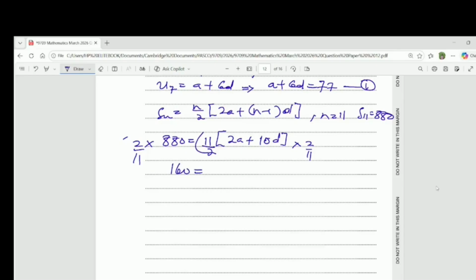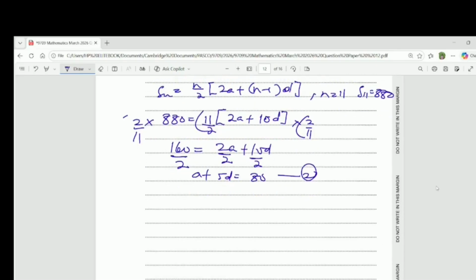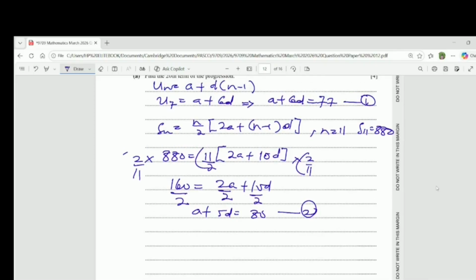And here 11 over 2 and 2 over 11 will cancel out, so we have 2a plus 10d. Then let's try reducing the coefficients by dividing through by 2, since each one of them is a multiple of 2. So we have over here, I'm writing the right hand side first. So I have a plus 5d is equal to 160 over 2, which is 80. And let's name this as equation 2. So we have two equations to solve. We can use the elimination approach or any other method of solving simultaneous equations, right? So I'm going to do equation 2 minus equation 1.